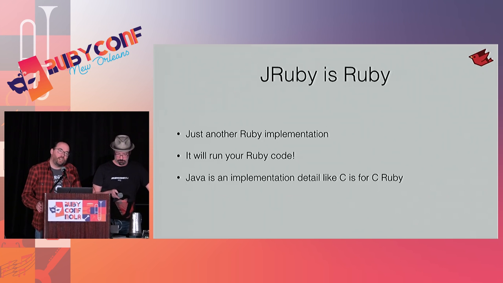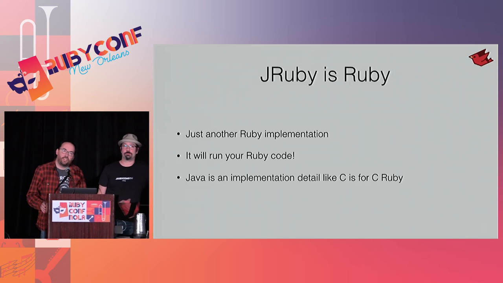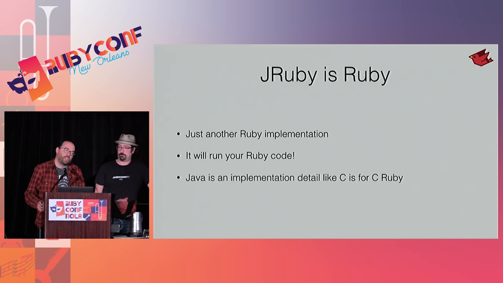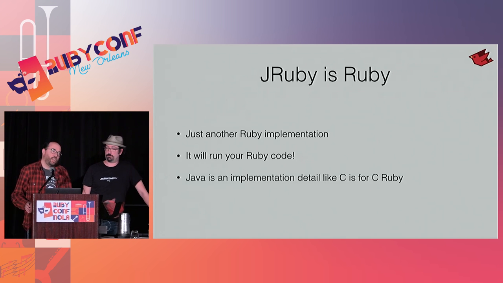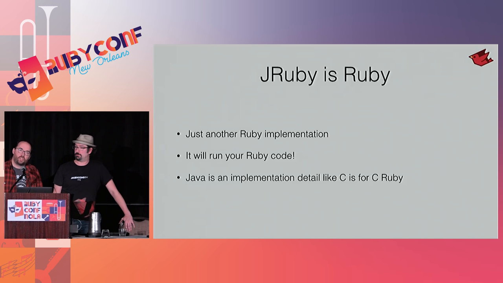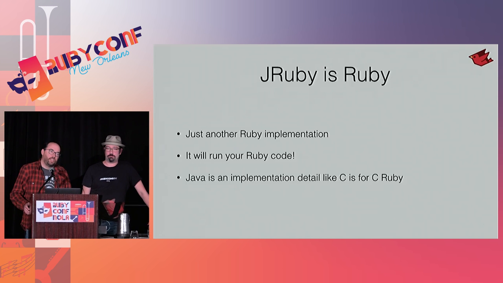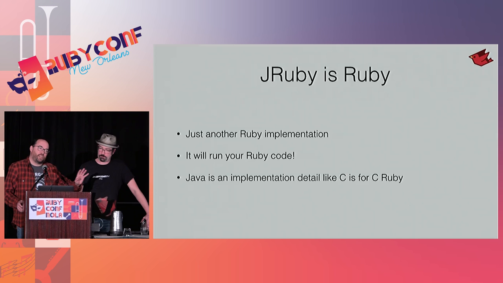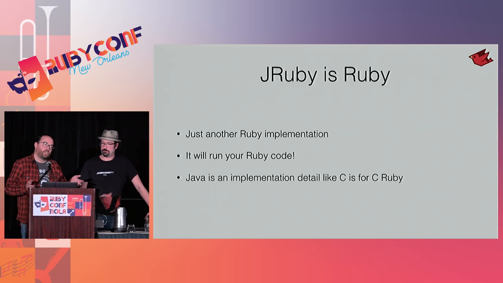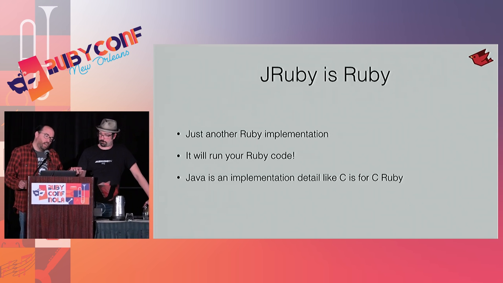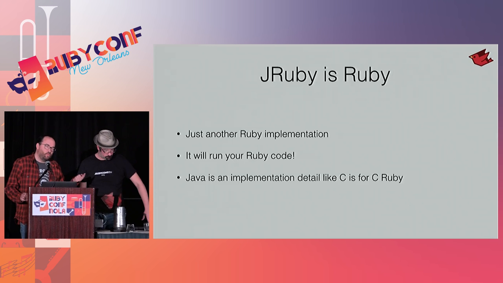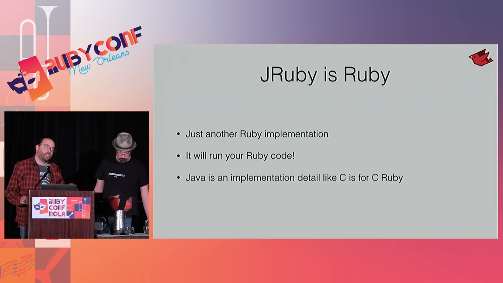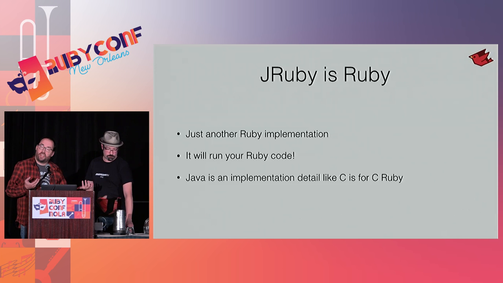The first thing, JRuby is Ruby. It's just an alternate implementation. If you've written any Ruby code that runs on CRuby, you should just be able to run it with JRuby. Sometimes people get confused after our talk because we'll mention Java several times, but if you never use any of our extra features, just know that you can run your Ruby code and it'll work. So you can think of Java as just an implementation detail, like C is an implementation detail of regular Ruby.